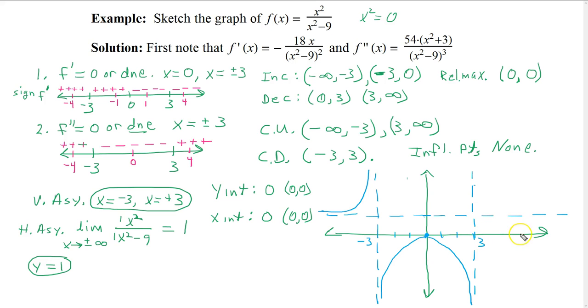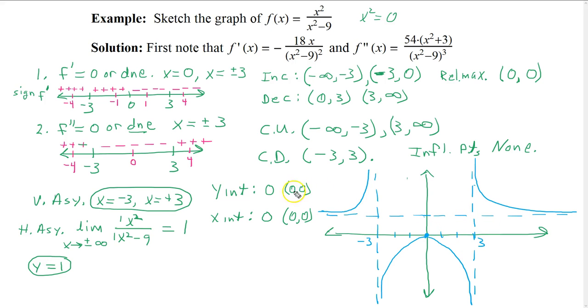Now as we go from 3 to infinity, we should be decreasing and concave up. Well, the only way we're going to be decreasing from this vertical asymptote is if we come down from positive infinity, and then we have to hug that line. So we have to come down, remain concave up, and then start getting close to that dotted line. And there, that's what the graph of our function looks like.